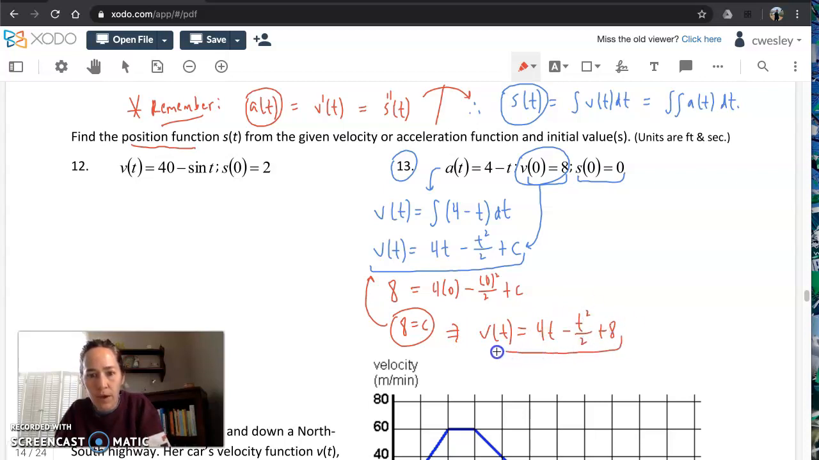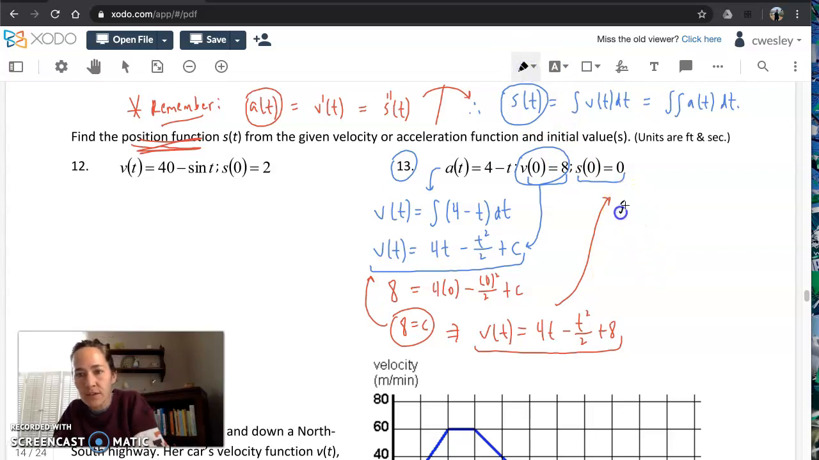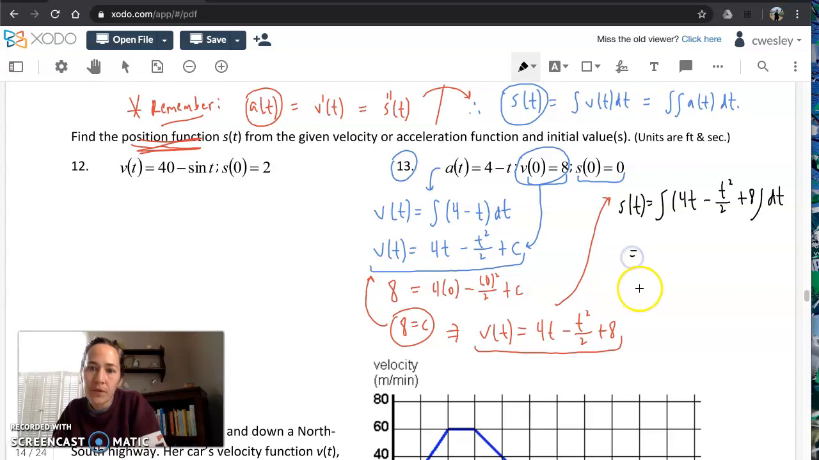So keep this in mind. Our work isn't finished. It says we have to get a position function, right? So we're going to actually anti-differentiate again, take another integral. So here we've got to find s of t, which is the antiderivative or integral of v of t. So 4t, I'm just using the same answer we just got, minus t squared over 2 plus 8, taken with respect to time. I'll put a dt at the end there.